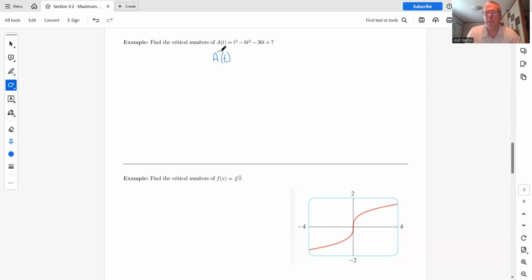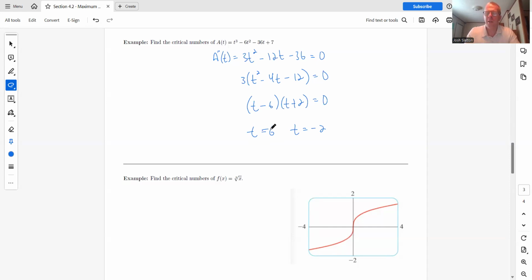So a prime of t would be 3t squared minus 12t minus 36. And we're going to set that equal to 0. Let's factor out a 3. And then we can divide by 3. We'll get rid of that. And then FOIL or factor t squared minus 4t minus 12. And so we get the critical numbers are t equals 6 and t equals -2.